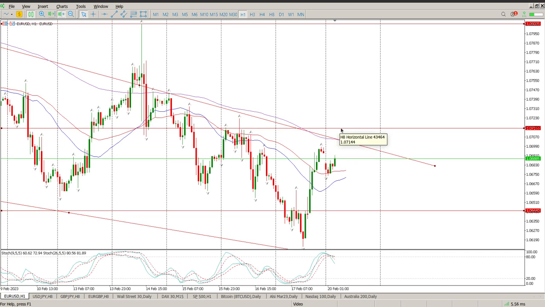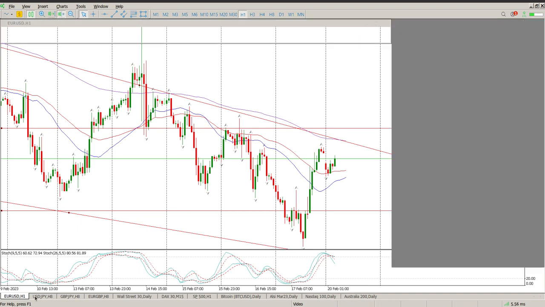I'm only interested in a break above 107.144. So I'd want to see a break and a retest of that. Then tight stop loss below that structure, and you can probably just hang on for 108.035. So this is starting to look a little bit bullish.